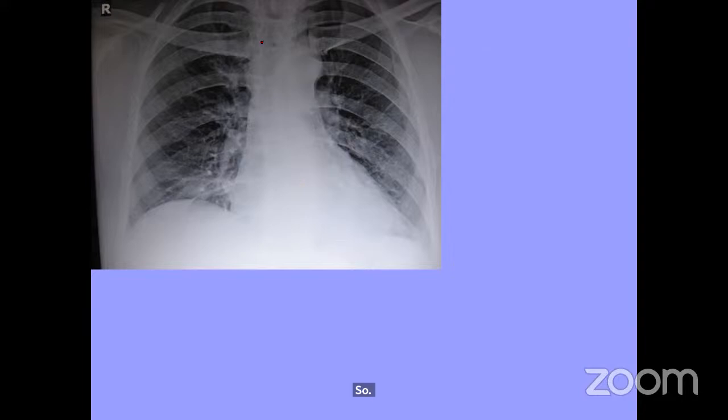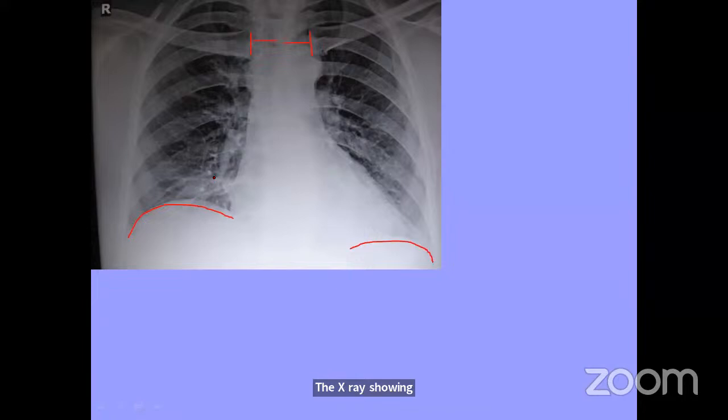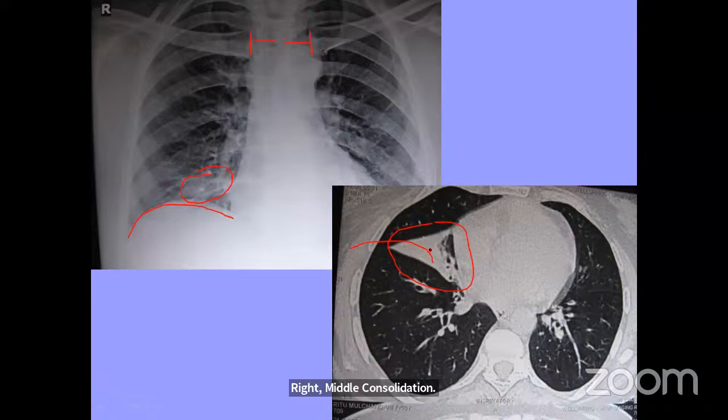So as you can see, the X-ray is slightly rotated. The clavicles are not in the center, slightly away from the midline. The X-ray is showing an expiratory film rather than an inspiratory film. And there is a lesion here, a soft tissue lesion. As I said earlier, in an expiratory film, the bases may show an abnormal congestion. However, this lesion looks to be very homogeneous. And on CT scan, it was shown that this patient was having a right middle lobe consolidation, and this is actually mucus plugs and fungal infection.